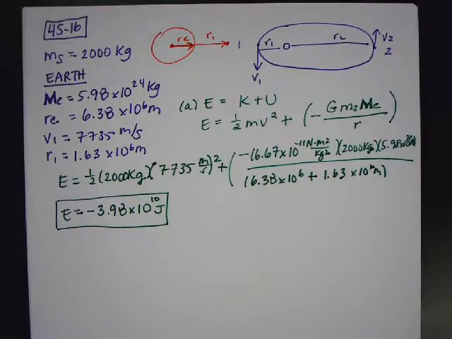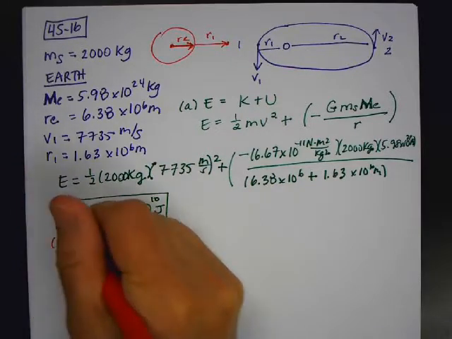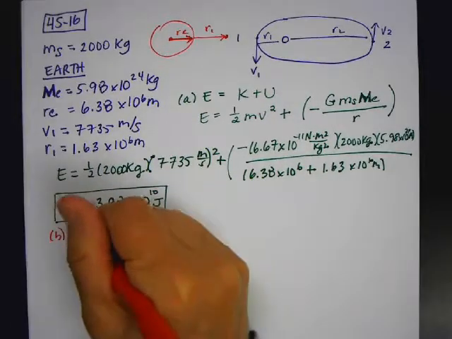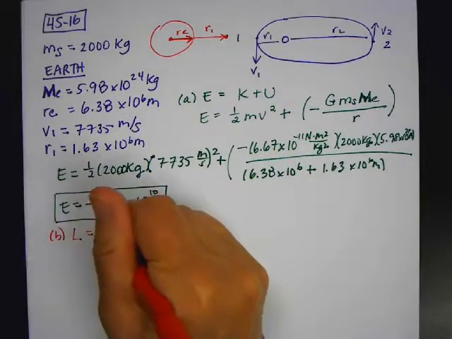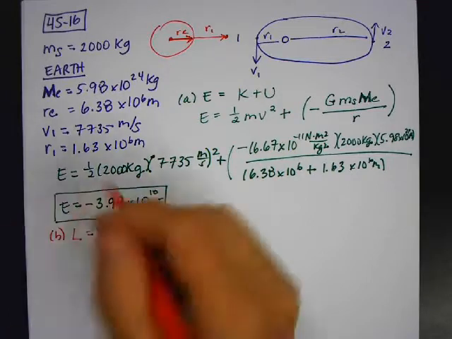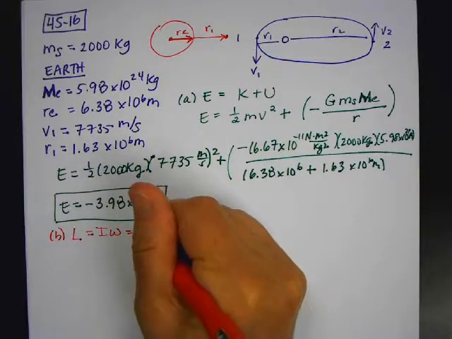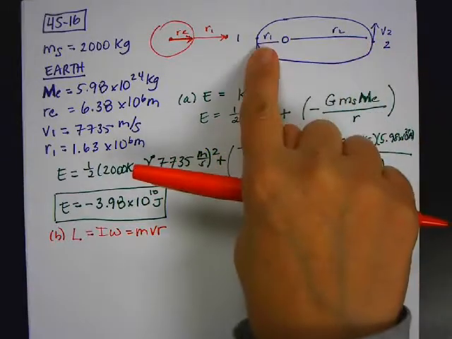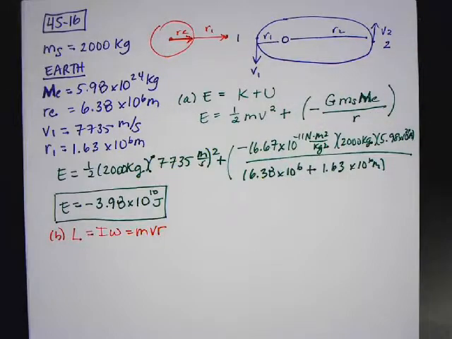Part B says, determine the angular momentum. Okay? So what do we know about momentum? Well, angular momentum is L. So we know that L is equal to I omega. But we also know it's equal to mvr. So we know that mvr here is equal to mvr here. We know that angular momentum is conserved.